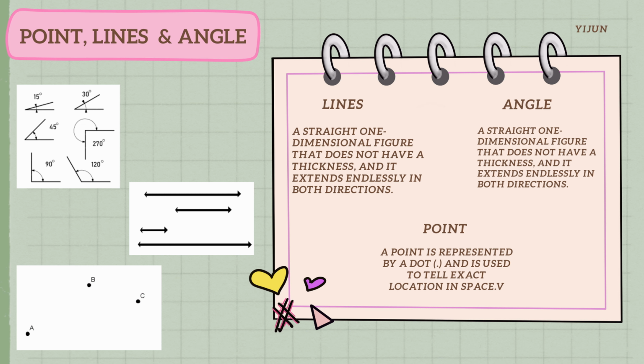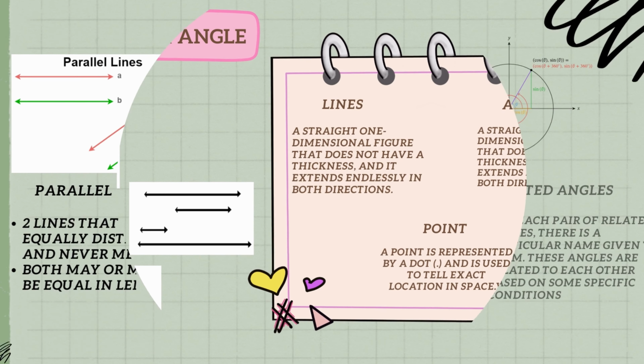Lines and angle. Line: a straight one-dimensional figure that does not have a thickness, and it extends endlessly in both directions. Point: a point is represented by a dot and is used to tell the exact location in space.